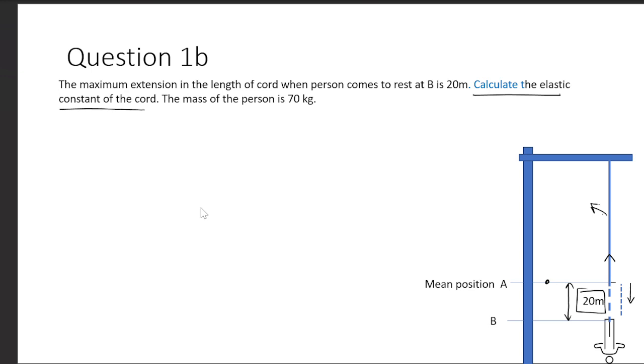So if you try to imagine the situation, then two things are happening here. One is the person is falling by 20 meters further from point A and reaching point B. So the person is losing potential energy during this period. So loss of PE.